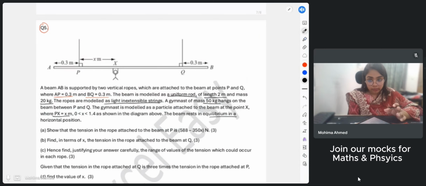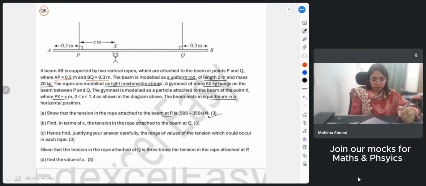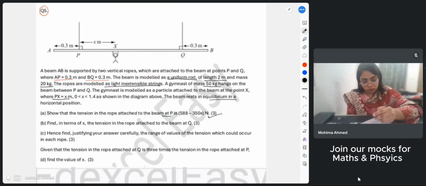And for part A, it says to show that the tension in the rope attached to the beam at point P is this much. Tension in the rope attached to point P. If you're only focused on finding the tension at point P, then we have to take moments from point Q. So let's first distribute the forces.